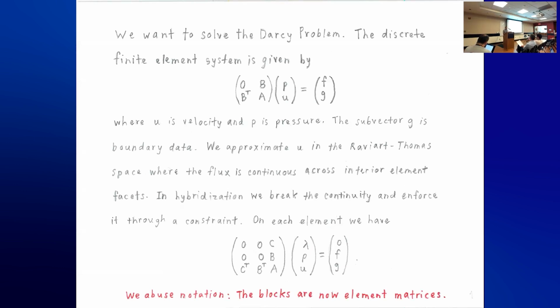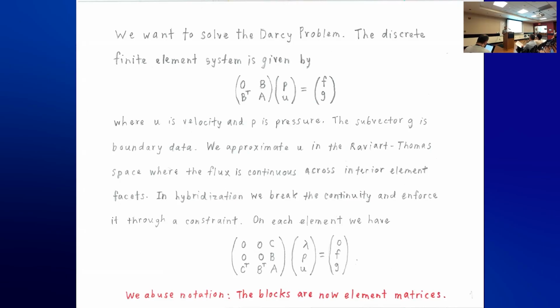So we want to solve the Darcy problem. The discrete finite element system is given by this 2x2 system. U is velocity and P is pressure. The subvector G on the right-hand side is boundary data. And we approximate the velocity U in the Raviart-Thomas space, where the flux is continuous across interior element facets.